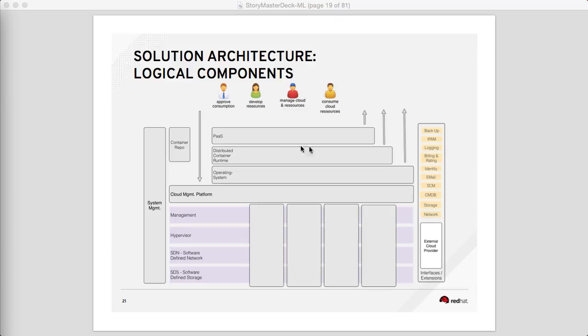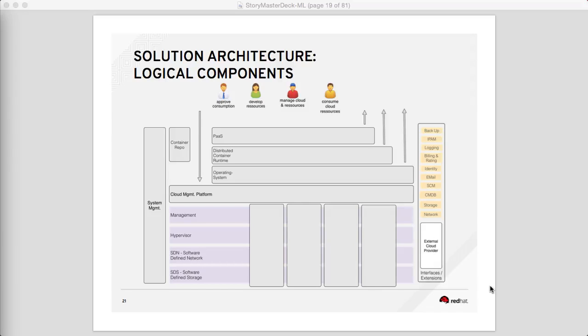And on top of that, we're talking about a container runtime, a large-scale distributed container runtime, and on top of that, a platform as a service. Either of them might integrate with a container repository, which allows us to store trusted container instances that are then deployed on the container runtime. On the right-hand side, you can see we've listed again the various different systems that we consider important to be integrated with the platform, and it's primarily the cloud management platform that connects to all the other different systems here.